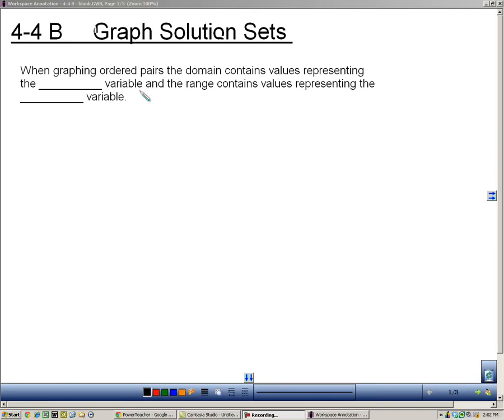Section 4.4b is about graphing solution sets, specifically the solution sets that we got in the previous section 4.4a. I want to start out by reminding you that when you graph ordered pairs, the domain contains values representing the x variable. So the domain is the x's. And then the range contains values representing the y value. Important because when you have an ordered pair, your x value is going to be first, your y value is going to be second, which means domain comes front and range comes in the back.